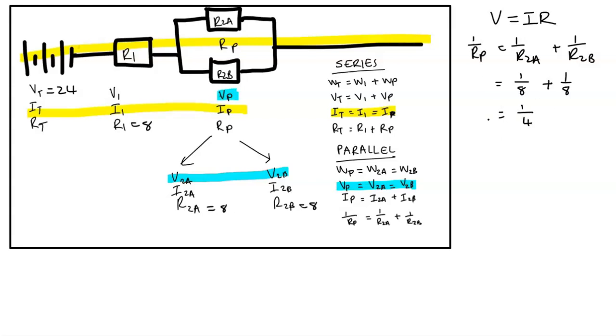But I don't want 1 over RP, I just want RP. So I'm flipping this around. In class, I will show you how to do it with your calculator. So then I get a value of 4 ohm. And that 4 ohm I can come and write here.